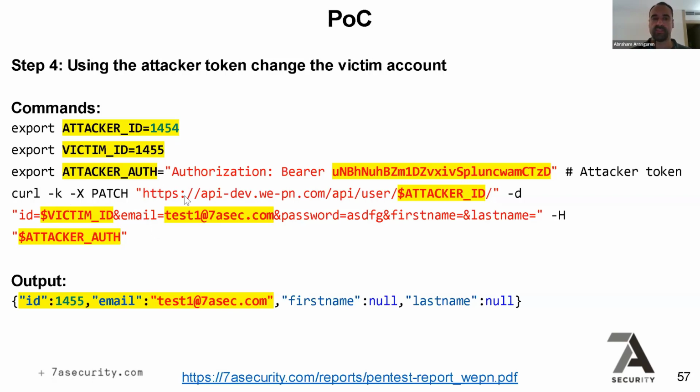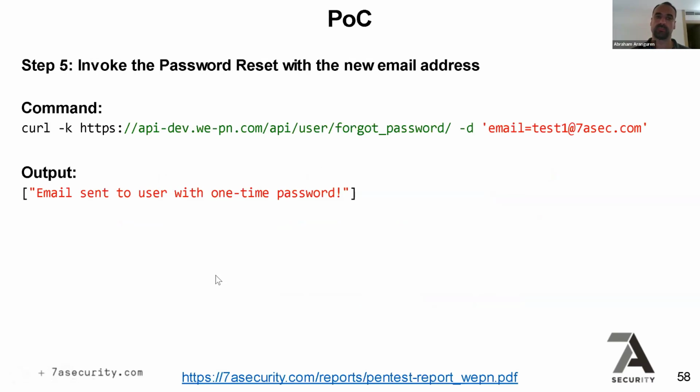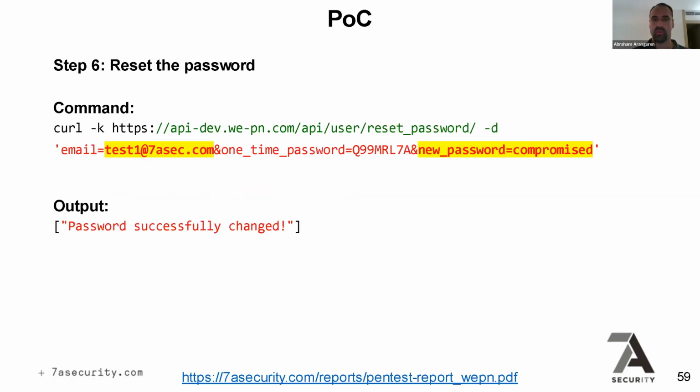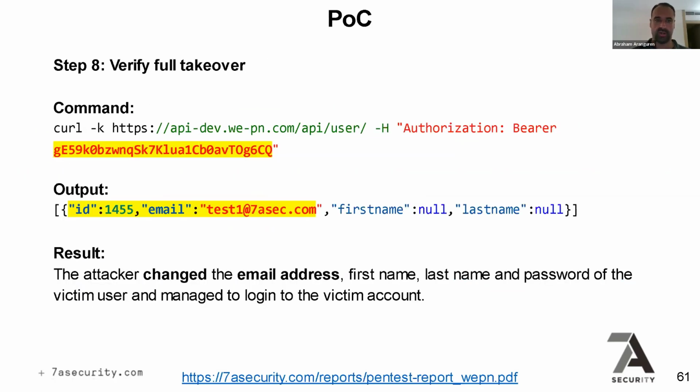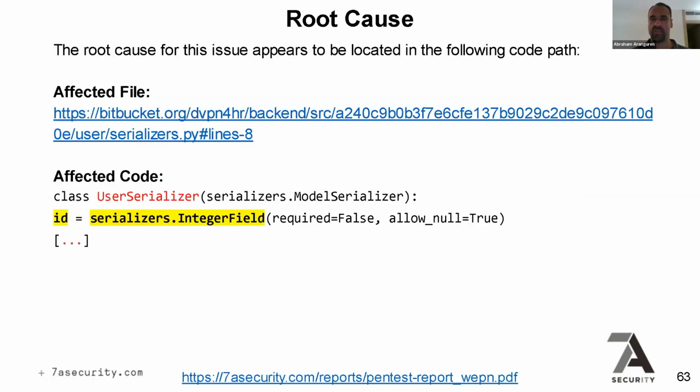So the cool thing about this is that then you can change the email address of another user to an email address that you control, right? So now we have the victim ID with a different email address that the attacker controls. And then what we can do is use the forgot password functionality, set the email address that we control, and then we get the password reset token for the victim user, and then we can take over the victim account, right? So this was a very cool attack. This was the verification of the full takeover. And this was the root cause, right?